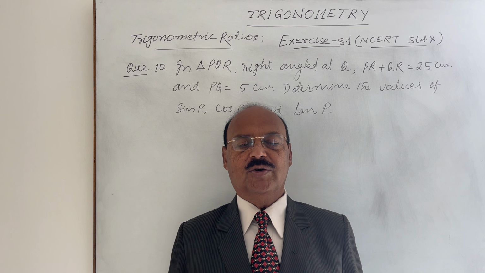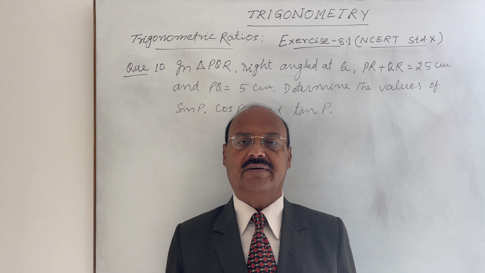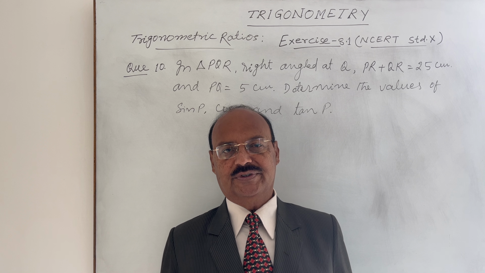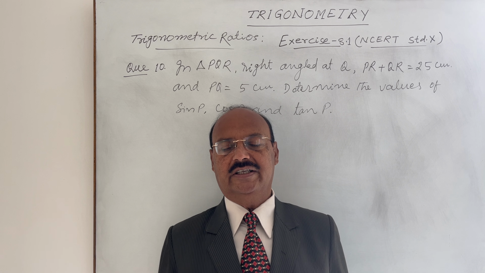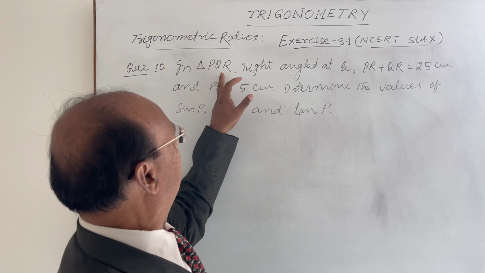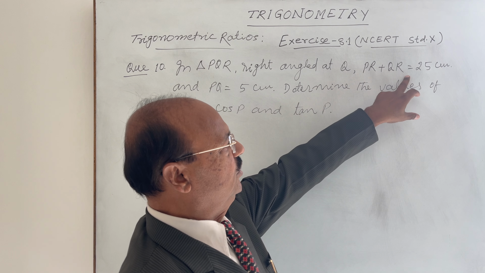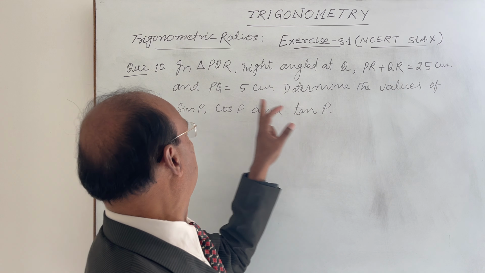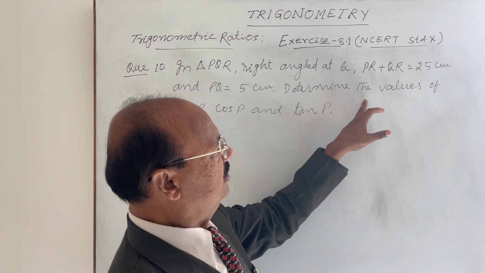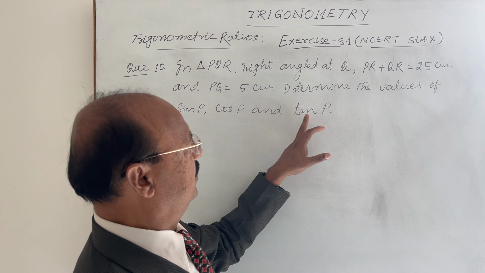Here we are discussing question number 10 of exercise 8.1 from the chapter Trigonometry. The topic is trigonometric ratios. The question has been taken from the NCERT book of standard 10. The question is: in triangle PQR, right angle at Q, PR plus QR is 25 centimeter and PQ is equal to 5 centimeter. Determine the values of sinP, cosP and tanP.